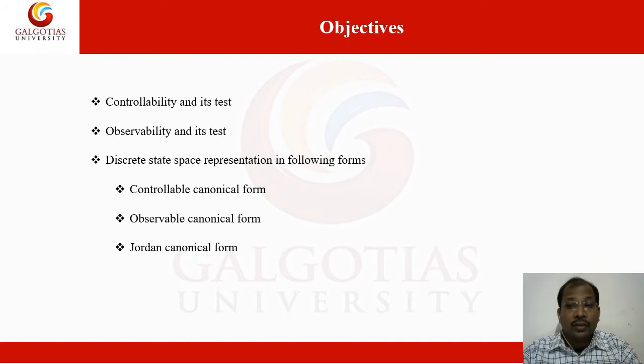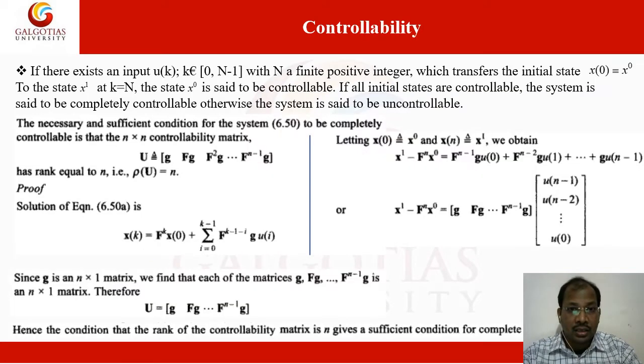In this lecture we are going to define controllability and its test, observability, and the conditions to test the observability of the discrete state space system. Then we are going to represent the discrete state space system in controllable form, observable form, and Jordan form. These three forms are the basics we are going to cover in this lecture. So first we are going to define controllability.